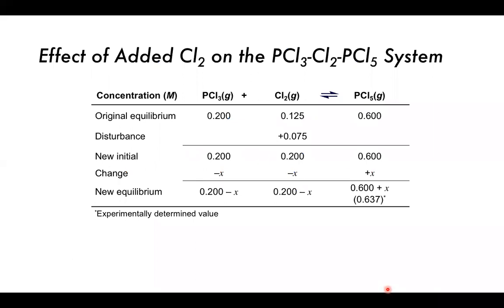Now, the effect of added chlorine on the PCl3, Cl2, PCl5 system. If we have this as our equilibrium reaction, our original equilibrium has these concentrations, but say we suddenly added a little bit of chlorine, 0.075. So the new initial concentrations would be this, and the change would occur as minus x, minus x, plus x. What would happen is that we would have a reaction where we reduce the amount of PCl3 and Cl2 and increase the amount of PCl5.